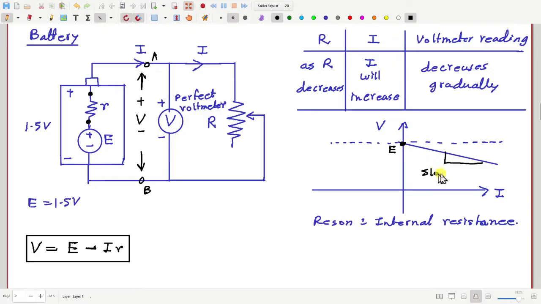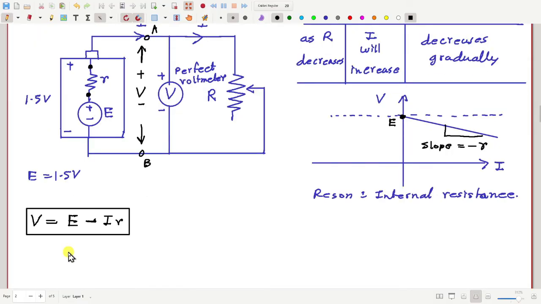Here minus I, minus r. Small r, minus r. Excellent. So that's an equation of a straight line. Therefore, we see that the slope of this graph gives the internal resistance of a battery.